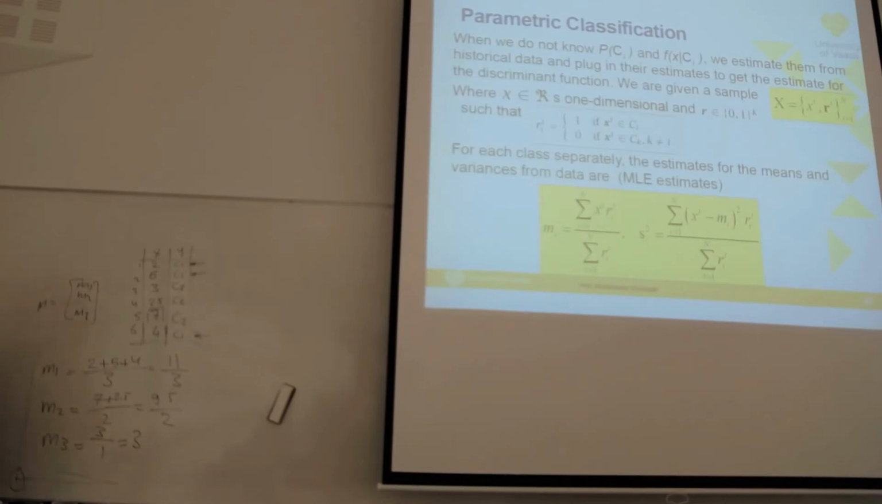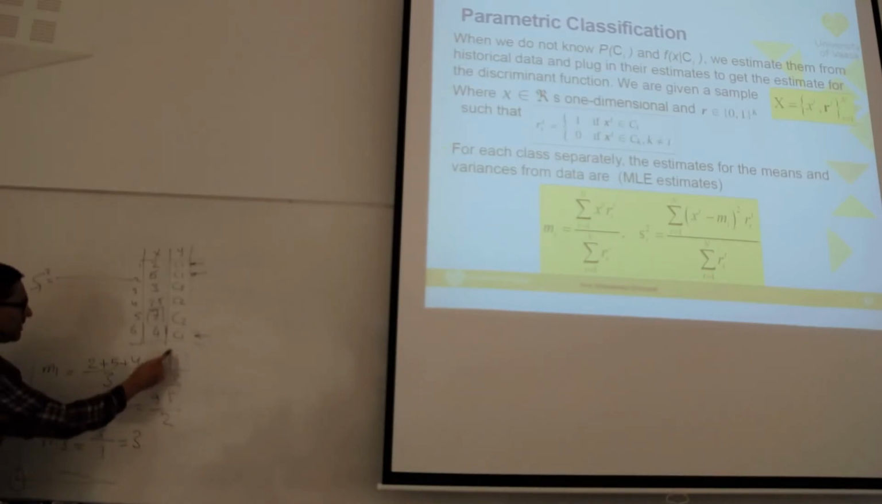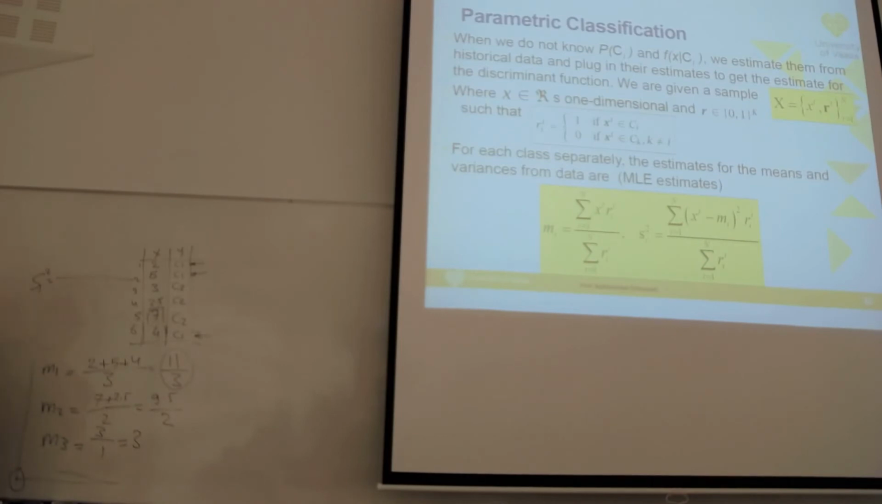Okay, now we compute the variance of the first class. The variance of the first class is equal to, I showed how to do it by hand, because when you implement it by software, you know what you are doing. Okay, now you take the mean. So the mean here is 11 divided by 3. Okay, and then you subtract the mean from x, from the salary. So it will be 2 minus 11 divided by 3, squared.